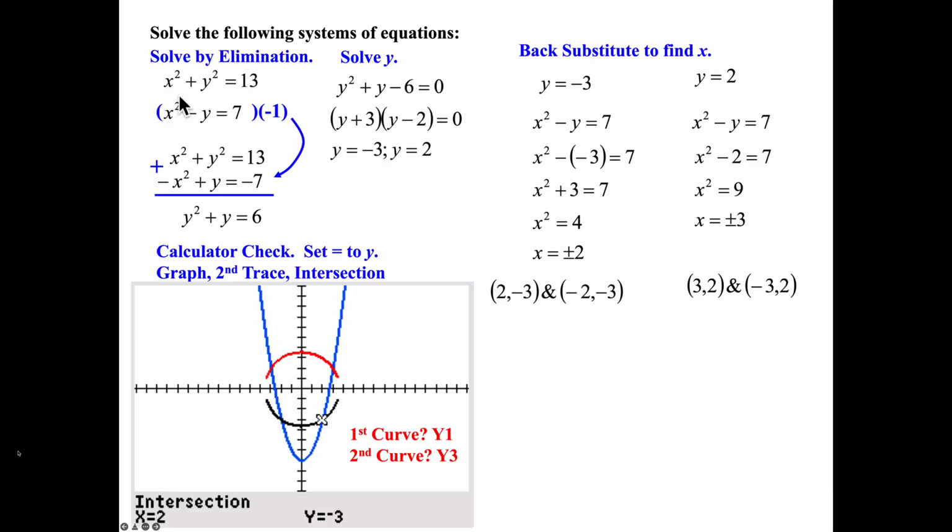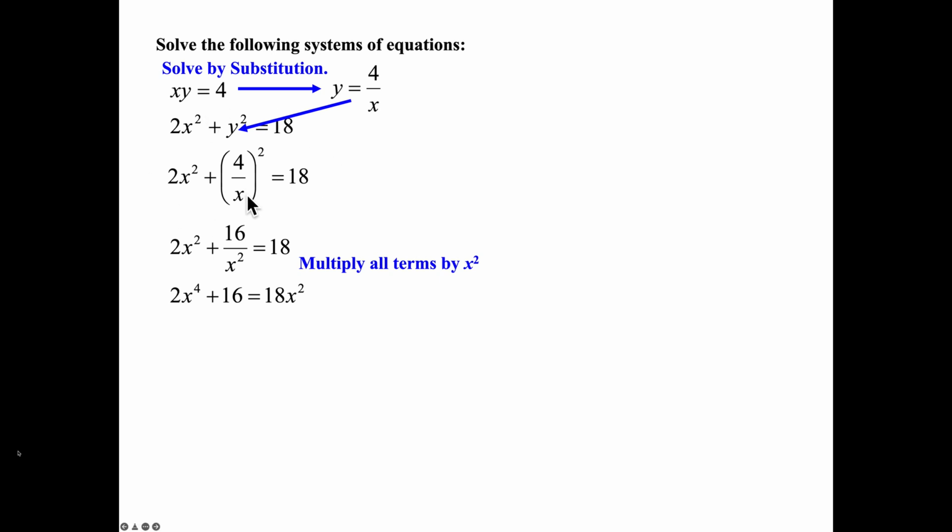All right, next system. Holy moly, x times y equals 4. Okay, this will have to be substitution. We don't have an xy term down here. So what I'm going to do is solve that equation for y. I just divide over the x. So now we're going to take 4 over x and substitute it in for y. We're going to square the top and square the bottom.